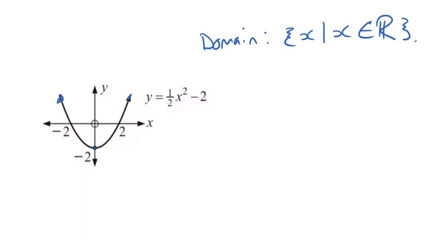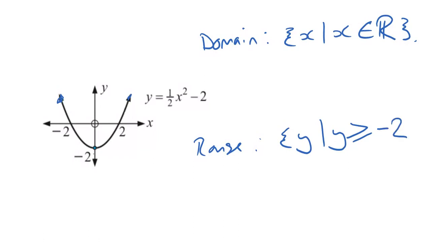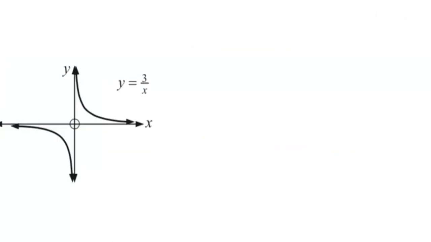Okay, what about the range? Well, those are the y values. I am going to say is y such that y is greater than or equal to minus 2. We're not getting any y values underneath that minus 2, so that's why our range is there. Don't forget to close it with a curly bracket. We're done. Right, let's try and think about this question.